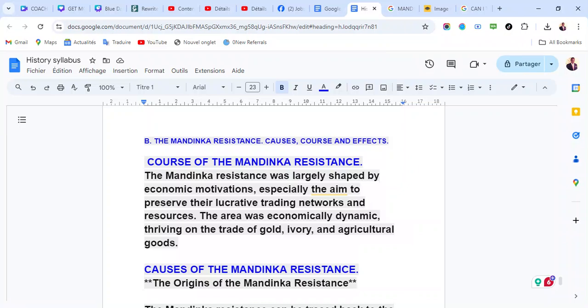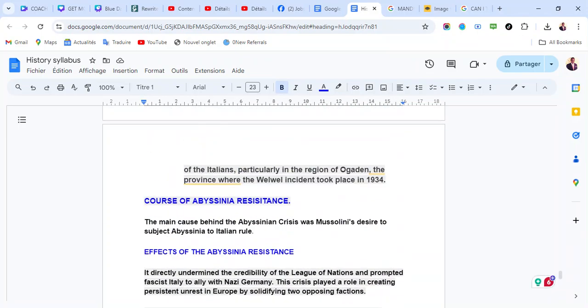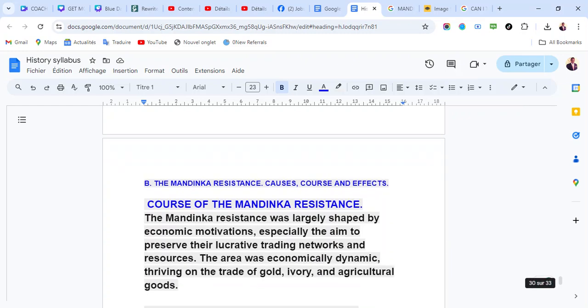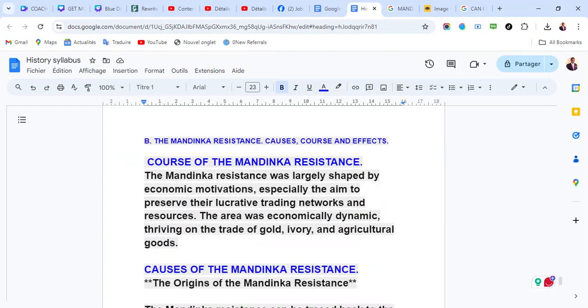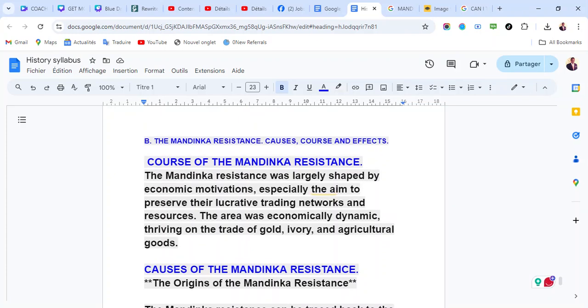Yes, we have come with our history lessons. Yesterday, for those who did not attend the class, we looked at the Abyssinia resistance. So today we'll be looking at the Mandinka resistance, the causes and the effects of the Mandinka resistance. So that's what we're going to look at in our class today. So pay close attention.